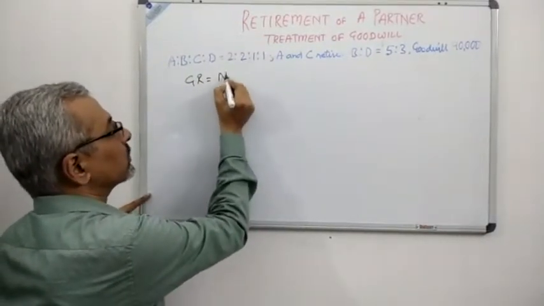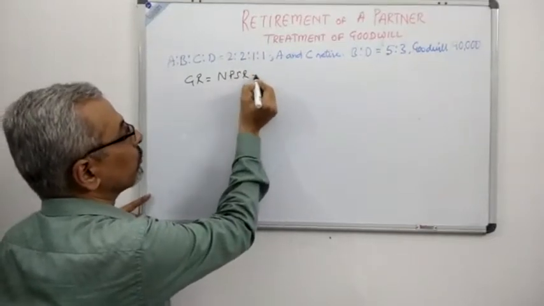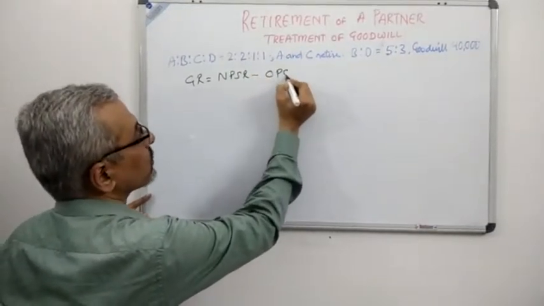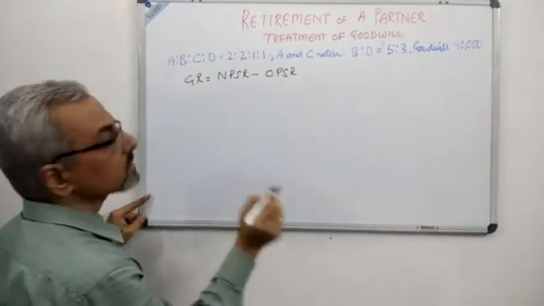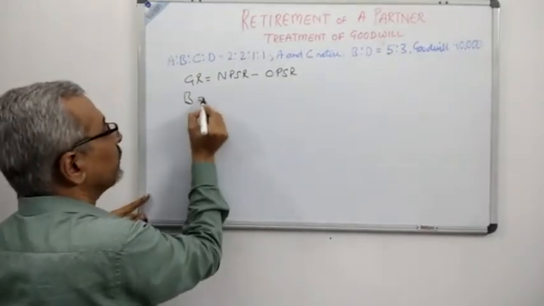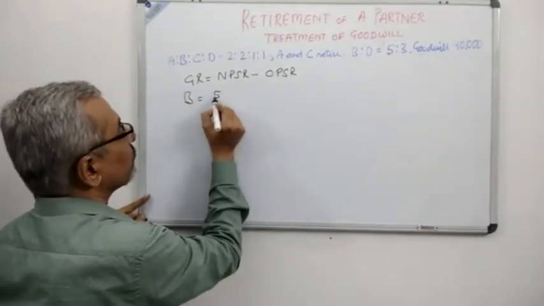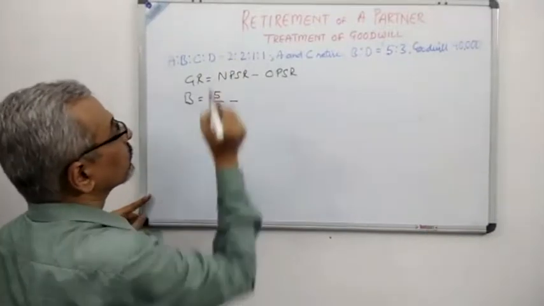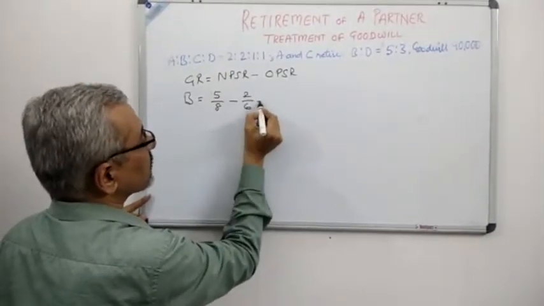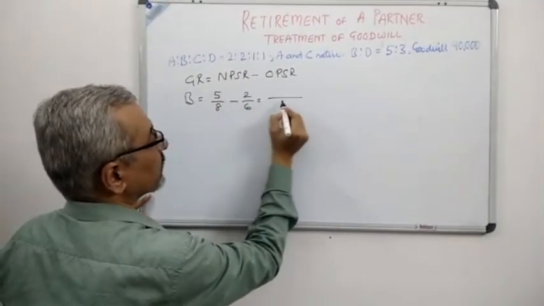The formula is new profit sharing ratio minus old profit sharing ratio. Who are the two partners left? The first partner is B. What is B's new share? 5 by 8. What was his old share? 2 by 6. What is the LCM of 8 and 6?